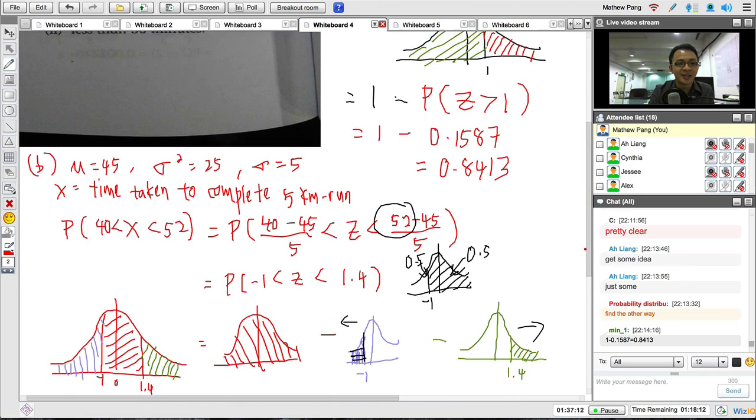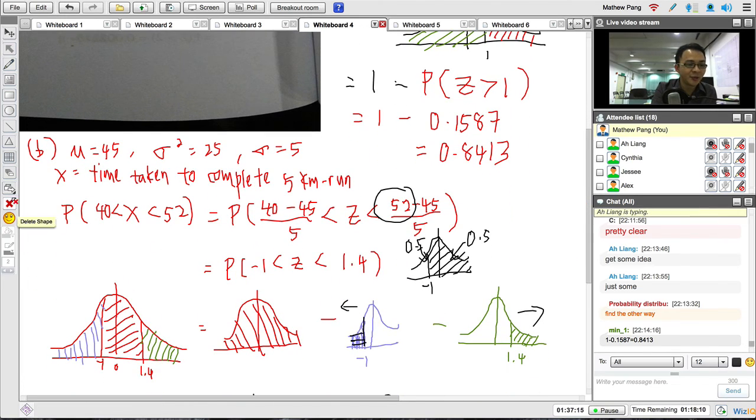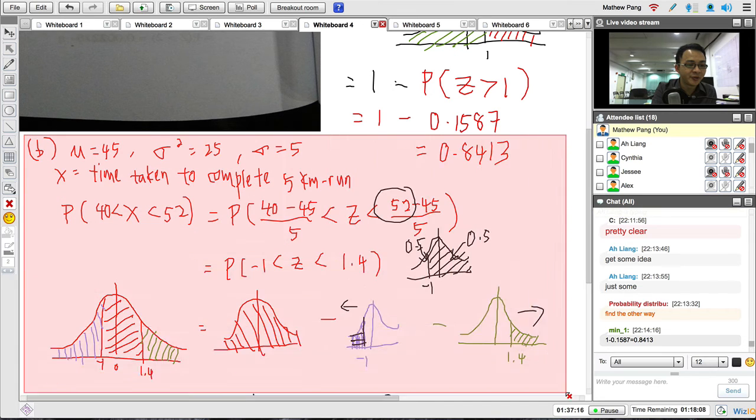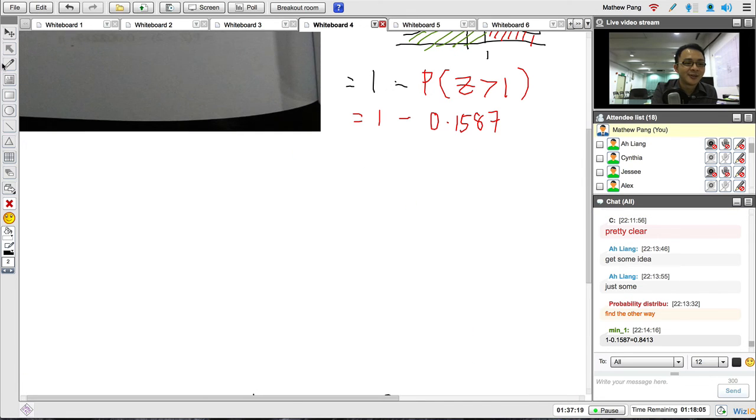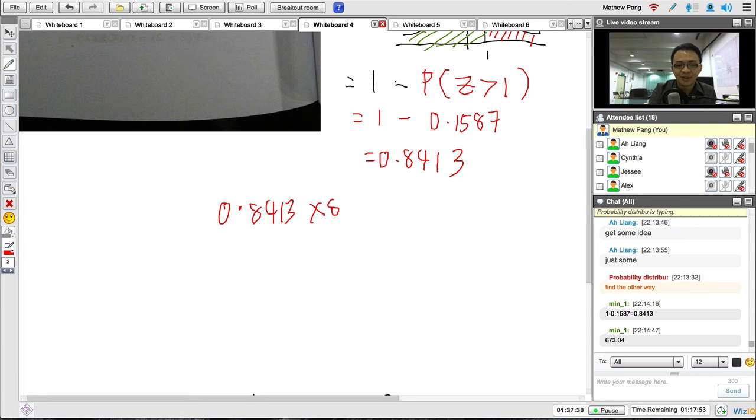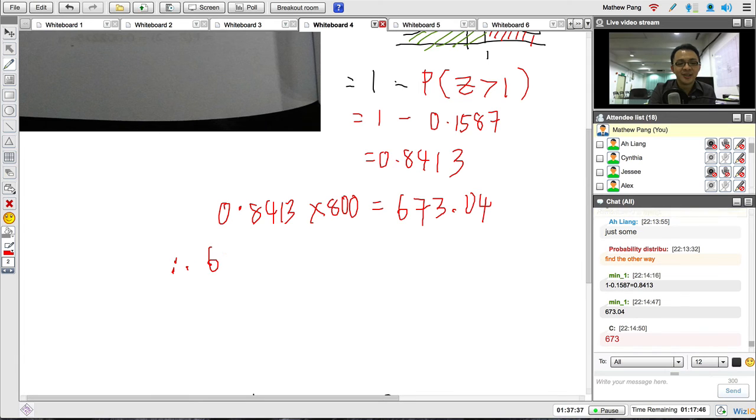Alright, we are not yet complete, because we want to find the number of participants. Same thing, we have 800 participants over here. So therefore I use 0.8413 multiply 800. I think we get 673.04. So therefore only 673 participants finish the run in less than 50 minutes.